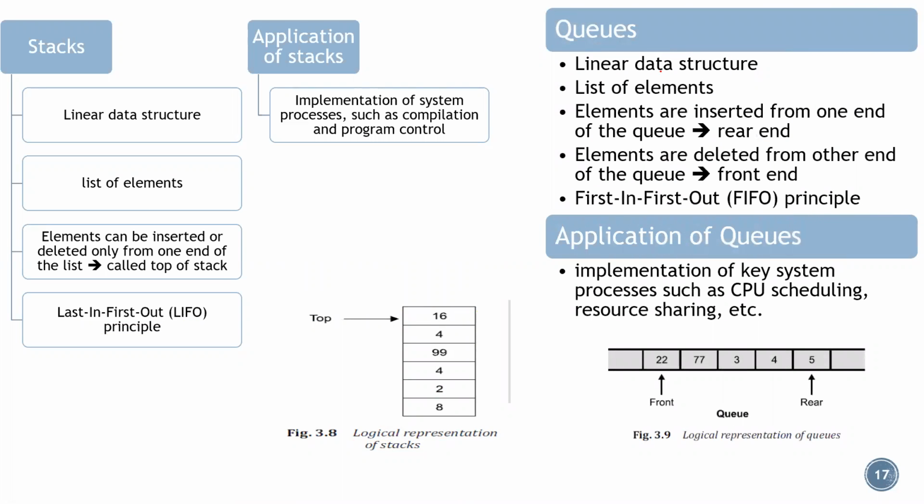Now next, coming down to queues. A queue is a slightly changed version of a stack. Again, this is a linear data structure. It contains a list of elements. The difference in this case is that you can insert elements from one end and delete elements from the other end. The principle on which it works is first in, first out.